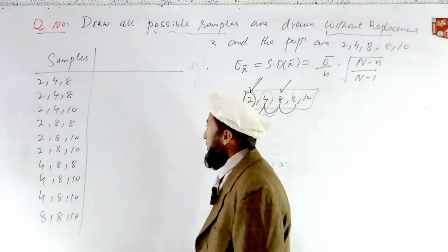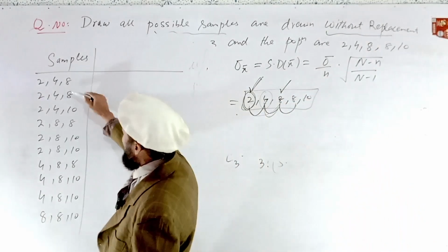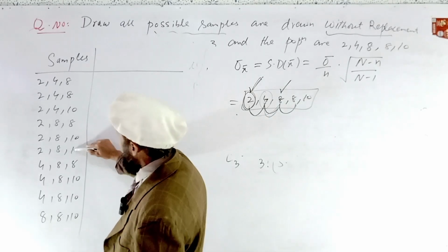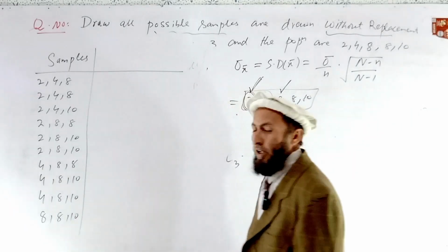Now we count whether we get 10 samples or not: 1, 2, 3, 4, 5, 6, 7, 8, 9, 10. It means our answer is correct.